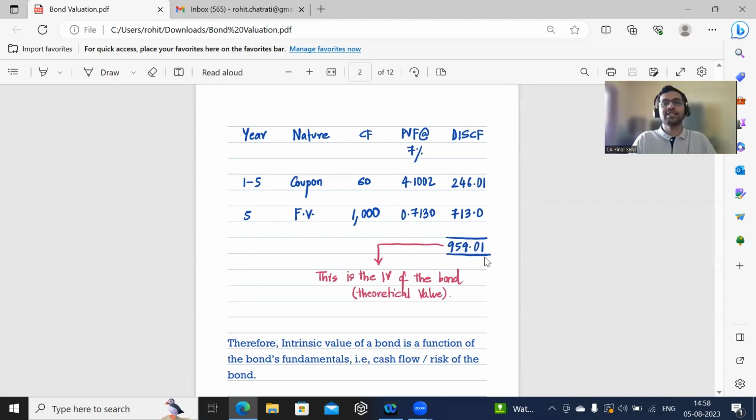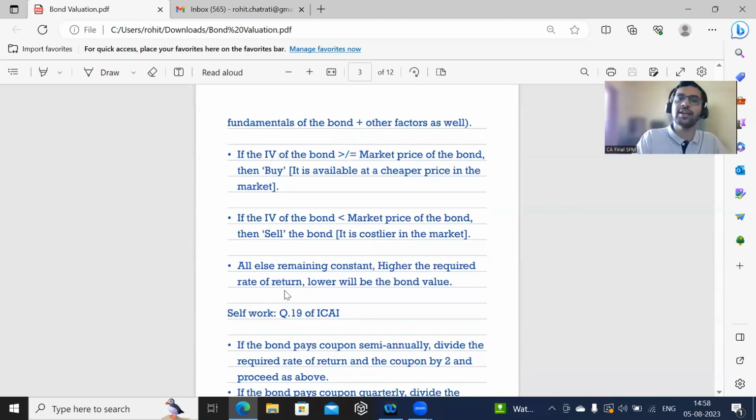the bond. For example, if there is a worthless car and somebody is willing to buy it at 2 lakh rupees, what will you do? You will immediately sell it off, right? Same way, I won't say the bond is worthless, this bond is worth 959, but somebody is willing to buy the bond at $980, then go and sell the bond immediately. If the IV of the bond is less than the market price, IV 959, market price 980, then sell the bond because it is costlier.